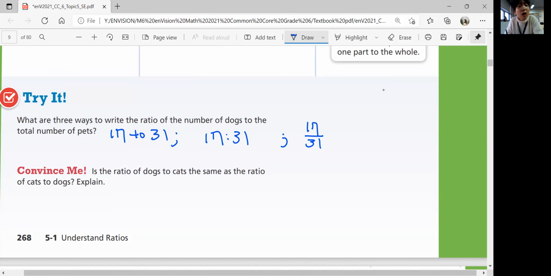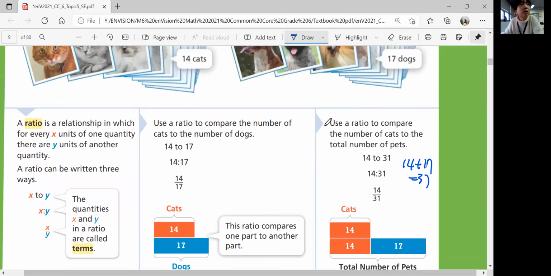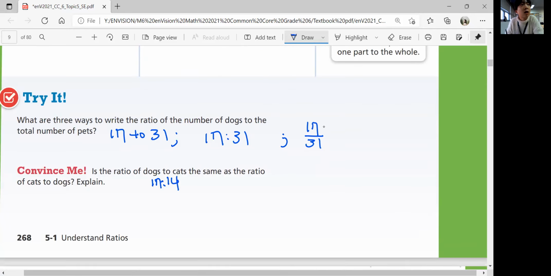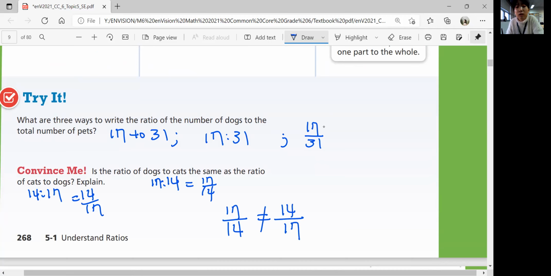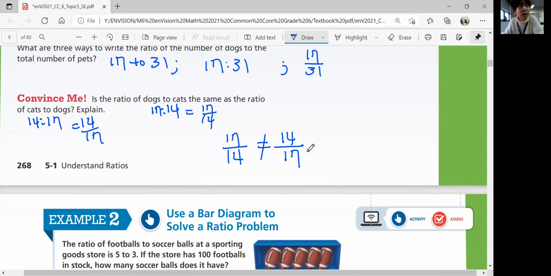Is the ratio of dogs to cats the same as the ratio of cats to dogs? Dogs to cats will be 17 to 14, right? What's the ratio of cats to dogs? 14 to 17. In fraction, that's 17 over 14 and 14 over 17. Are they equivalent? No, 17 over 14 is not equal to 14 over 17. They're not equal. 17 over 14 is going to be a greater ratio.